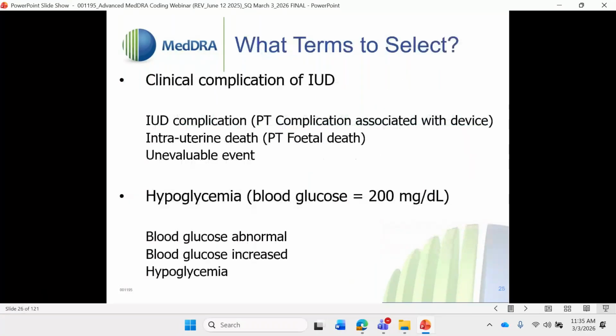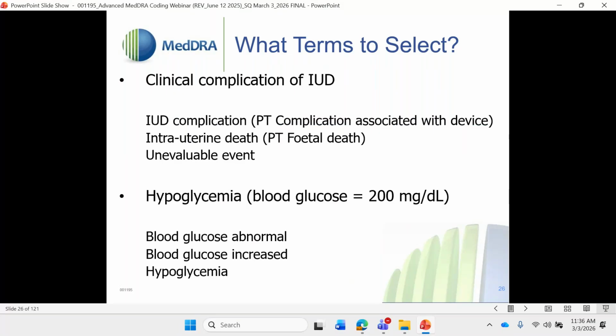Okay, so moving along to more things that are ambiguous or unclear. Here you will have a verbatim, for example, of clinical complication of IUD. Now, again, as I said before, for different people, it can mean different things. IUD complication. What does it mean, right? Is it a complication associated with a device? Intrauterine death, does it mean fetal death? What is it? So when you have IUD and you really can't tell what it is, you can do unevaluable event.